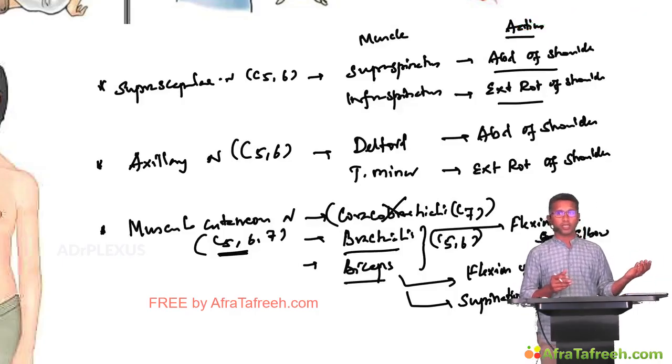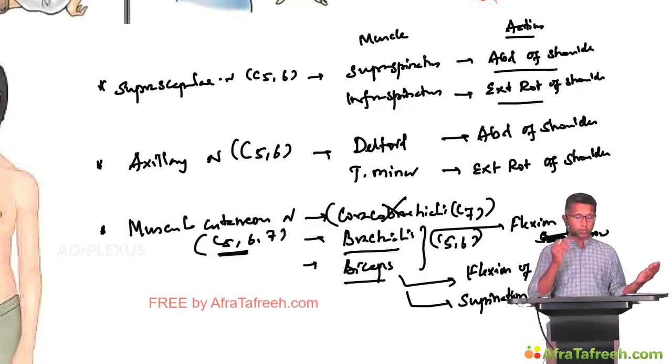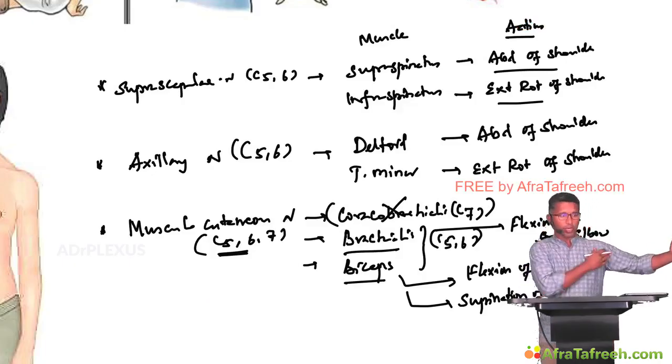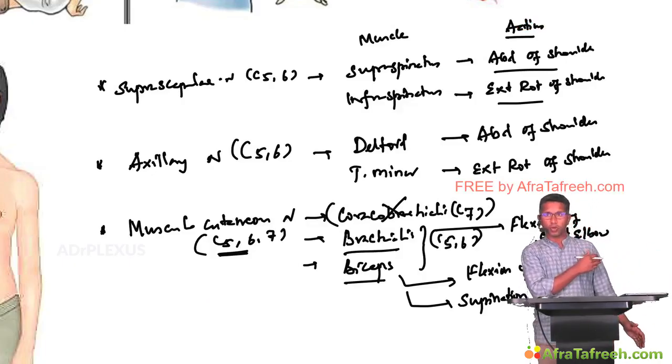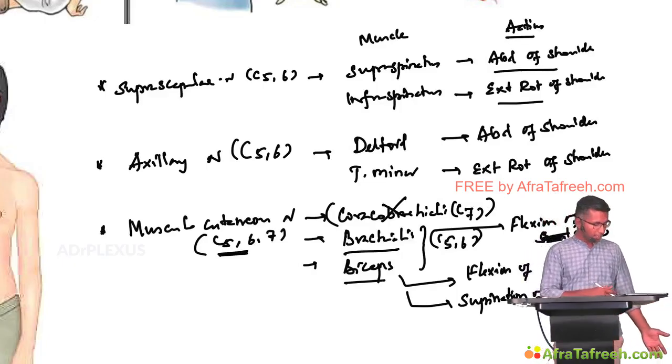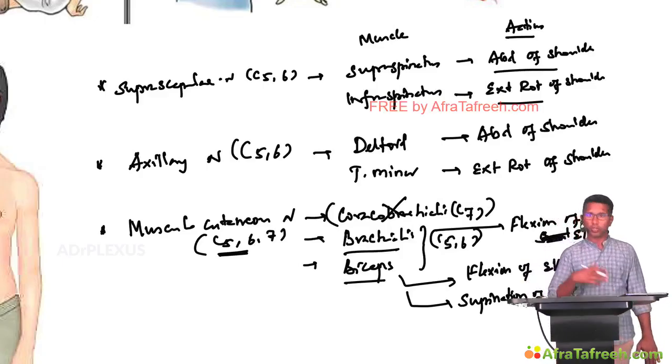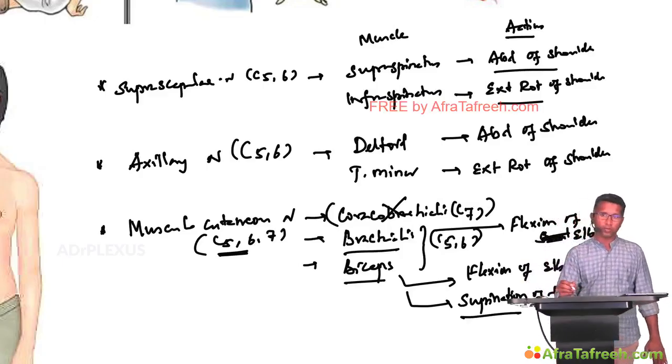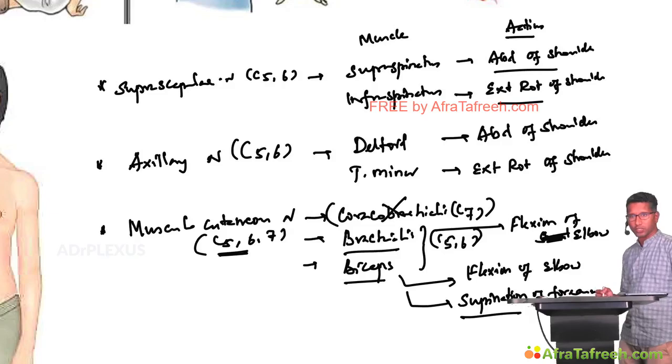So what is happening here? Okay, you cannot supinate your forearm. So what is happening here? My shoulder goes in for adduction, my elbow goes in for extension, and my forearm goes in for pronation, because supination is not happening. So when I have this kind of attitude, this is called as what?